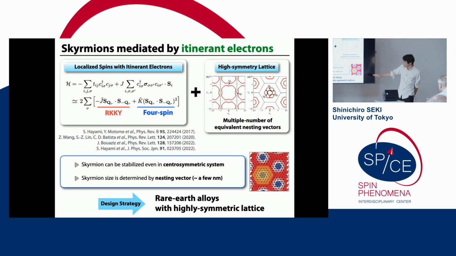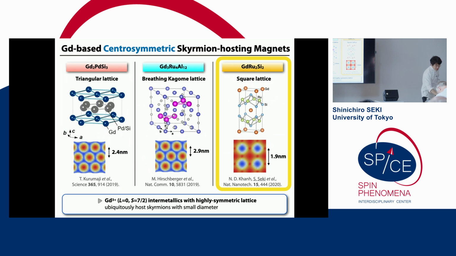And the theory predicts that to realize such a situation, the employment of rare intermetallic alloys with a highly symmetric crystal lattice will be promising. Following this new strategy, recently several gadolinium-based centrosymmetric skyrmion-hosting materials were discovered. These compounds commonly contain the gadolinium 3+ ion with a highly symmetric crystal lattice, and commonly host extremely small skyrmions.